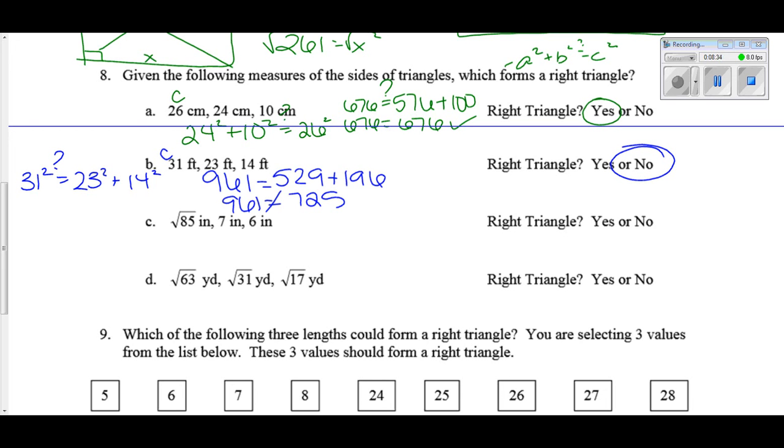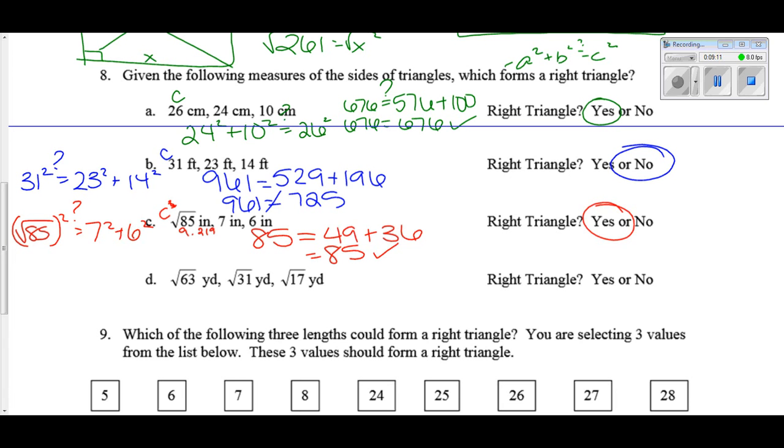The next one, we want to figure out which one our C is. The square root of 85 is 9.219. So the square root of 85 is my C. Where's my C? Because that's the biggest piece. So I'm looking at, does the square root of 85 squared equal 7 squared plus 6 squared? So does 85 equal 49 plus 36? Yes. So it is a right triangle.